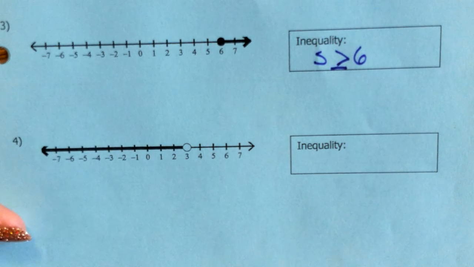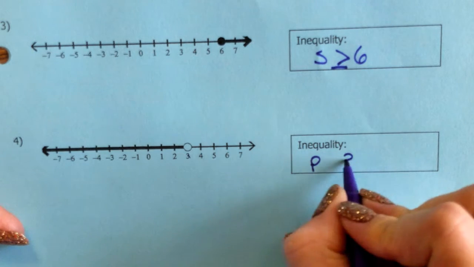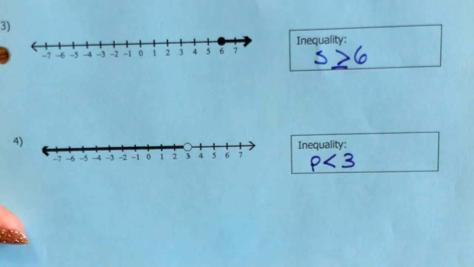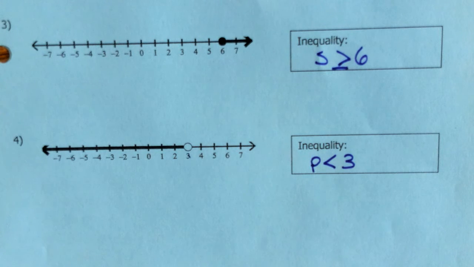The last one here, going to use a P. It is on 3. Going to the left, and it is an open circle, so I do not need the line underneath of it to show equals. So these have been the notes on graphing inequalities.